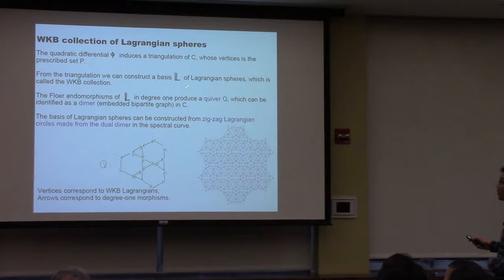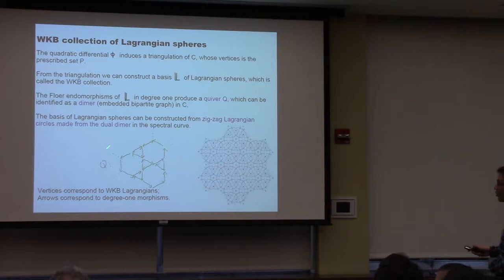Basically, they correspond to matching paths between zeros, which are due to this figure. It is the dual graph of the figure constructed from the triangulation. And now we apply our construction. So we have a basis of Lagrangian spheres. So let's again get a quiver from that. And indeed this quiver, this time, is a dimer. It is a bipartite graph in the base curve C. So this is the quiver here. Vertices of this quiver correspond to the Lagrangians, and arrows correspond to the degree-one morphisms. So we get a quiver, which is indeed a dimer.